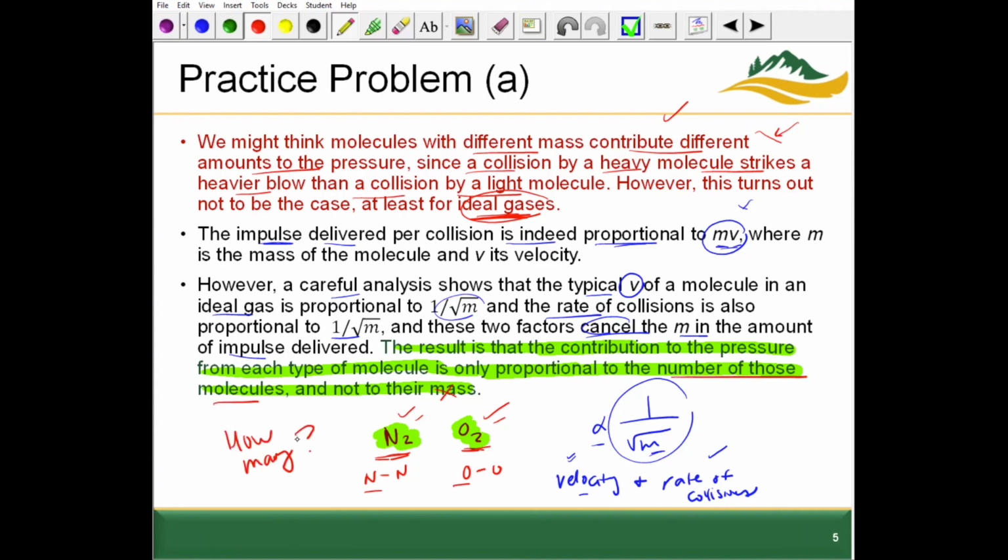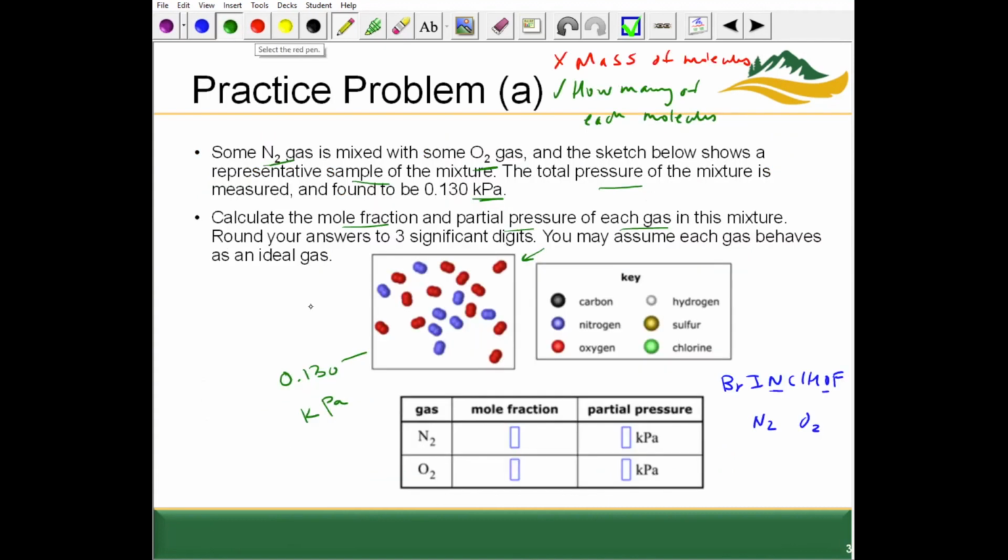So for our practice problem, we're not concerned with the mass of N2 versus O2. We want to look at how many N2 molecules there are and how many O2 molecules there are for this partial pressure practice problem. So going back to look at this image here, remember, we're not going to ask what is the mass of O2 versus N2. We do not need the mass for this problem. What we are going to ask is how many of each molecule there are present. It doesn't matter that it's N2 versus O2, just how many are present.